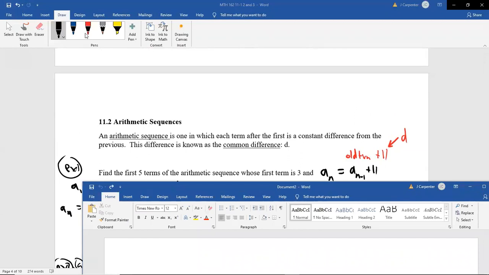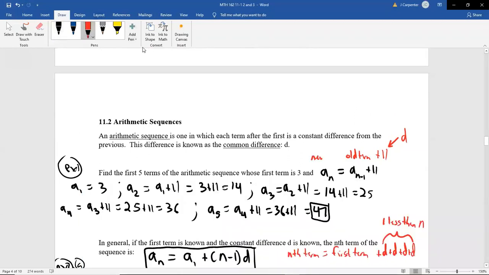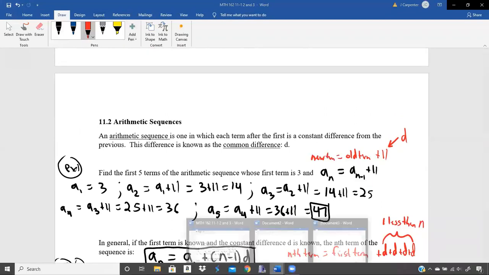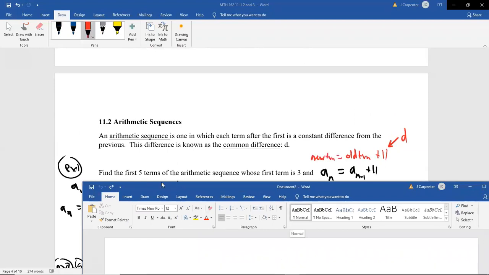In fact, I'm going to add a word to this. New term equals old term. So example 1, find the first 5 terms of the arithmetic sequence whose first term is 3. See, this is recursive, so we have to give you the first term. And the nth term is the n minus 1th term plus 11. In other words, the new term is the old term plus 11. That's what that says. And the thing that you're just going to keep adding over and over is what we call the common difference d.